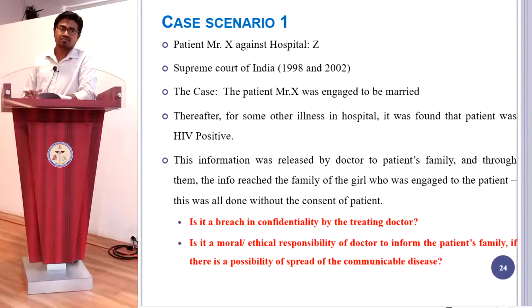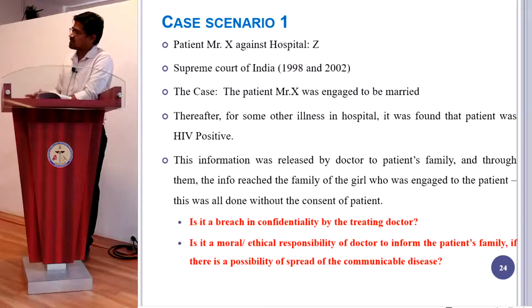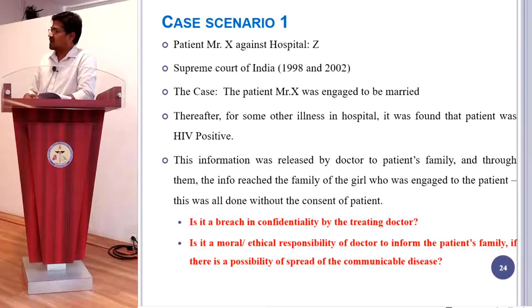He should have revealed it with the consent of the patient, sir. Yes, sir. Okay. And the second one: is it a moral and ethical responsibility of a doctor to inform the patient's family if there is a possibility of spread of communicable disease? Yes, sir. Yeah, that is.